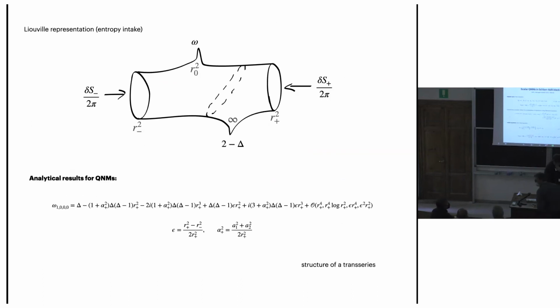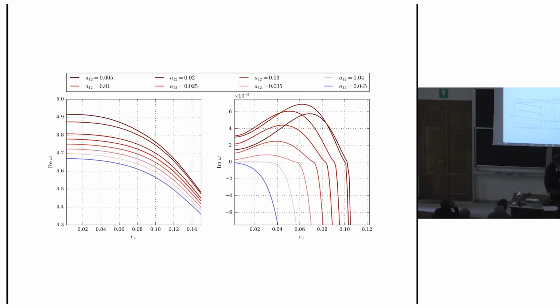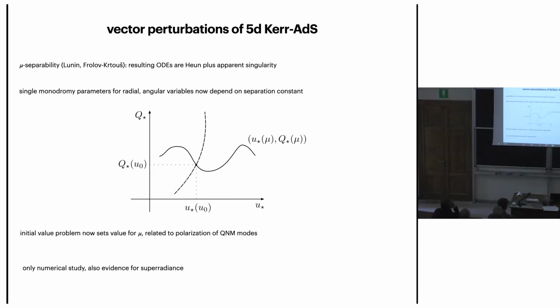Right. You can do vector perturbations as well. Vector perturbations are a bit more complicated because it was only shown, I think in 2013, 2014 perhaps, that the equations are separable. And they are separable by introducing a new parameter. They call it mu. These people, Frolov, Krtouš and Kubizňák, dub the whole thing mu separability. The physical interpretation of mu is actually very obscure. We had a paper about this in the beginning of 2020.